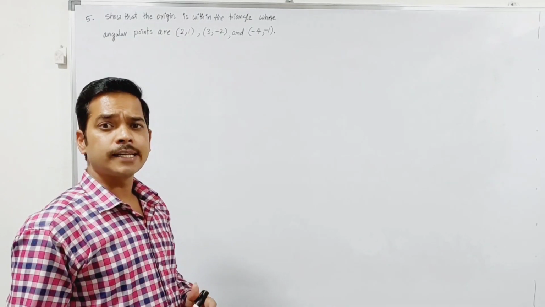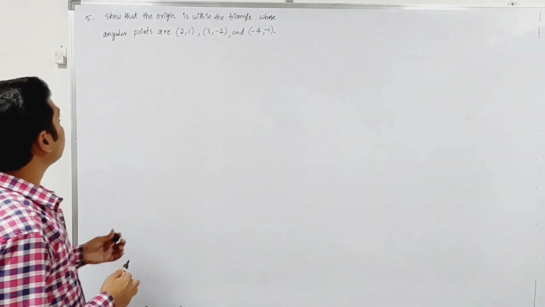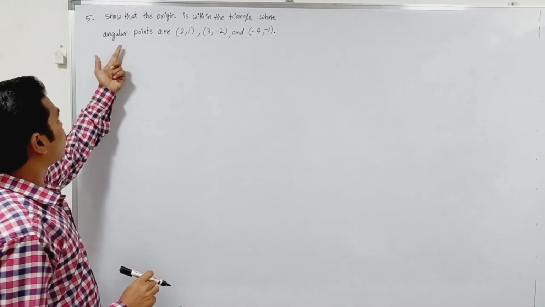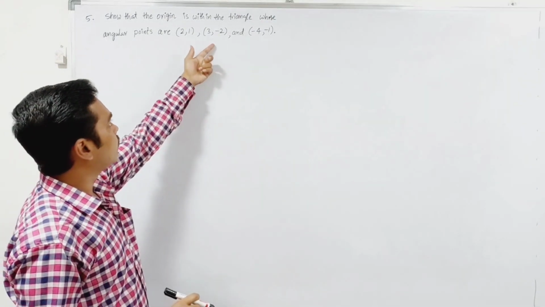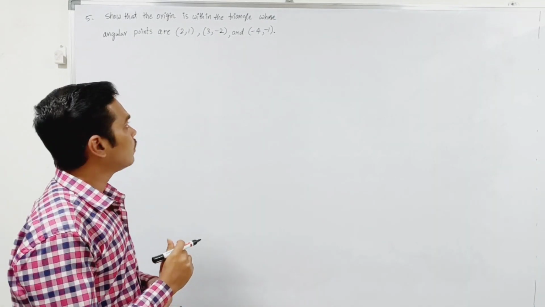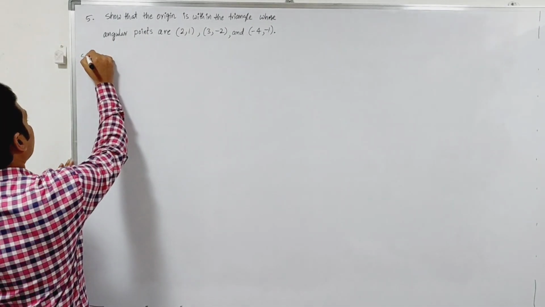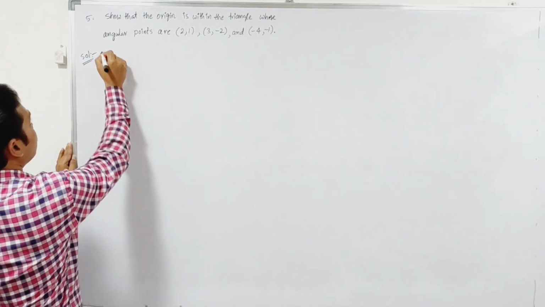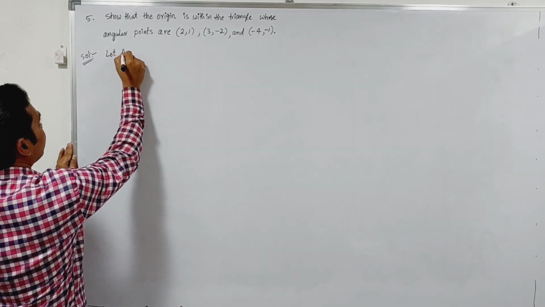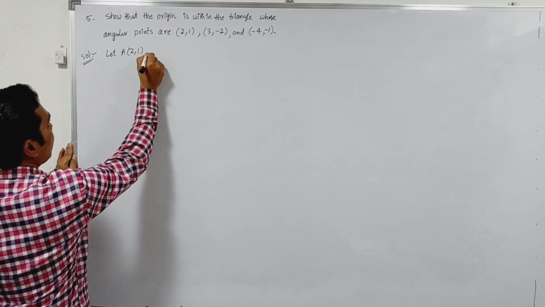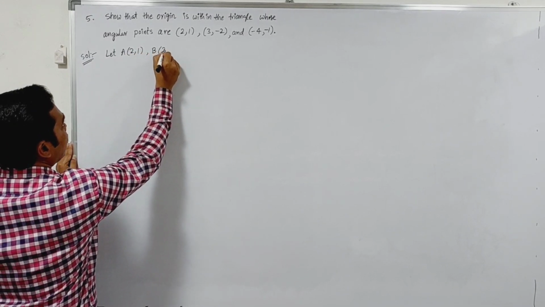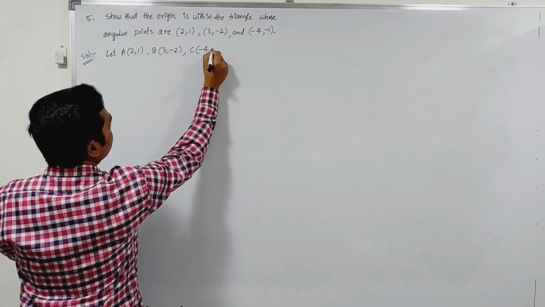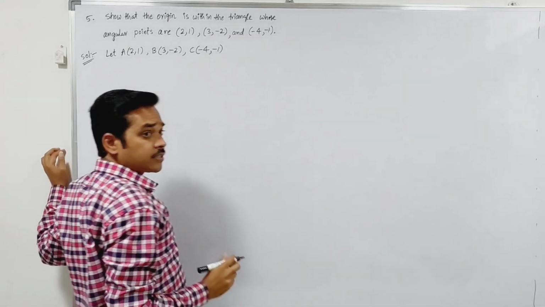Now fifth problem from straight lines LAQ. In this problem, we have to show that the origin is within the triangle whose angular points are (2, 1), (3, -2) and (-4, -1). Let A (2, 1), B (3, -2) and C (-4, -1) be the three vertices of the triangle.